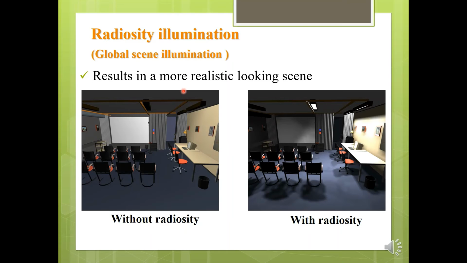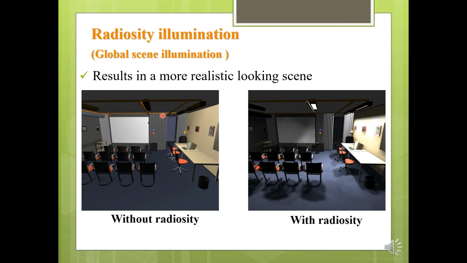So this one is the effect of using the Radiosity illumination. Basically, Radiosity illumination is from the global scene illumination category, which when we apply it, will result in a more realistic looking scene. Radiosity is basically more toward the reflection from the light source.